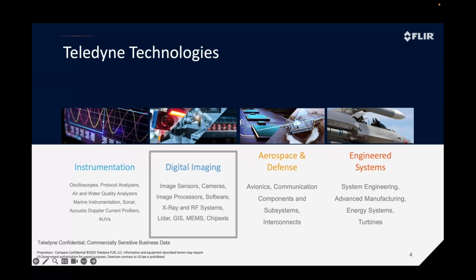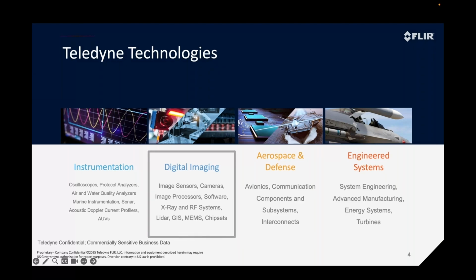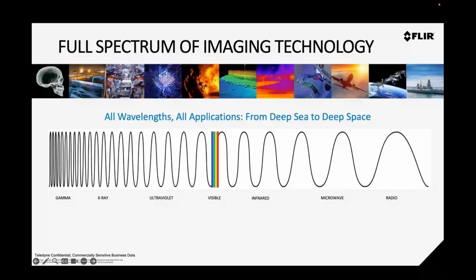And just from the list of technologies and companies here, you can see the vast technical expertise and the wide reach of Teledyne. And finally, we say this a lot, we're really proud that we have the full spectrum of imaging technologies at Teledyne. We're uniquely positioned with products spanning from X-ray through infrared and out to radio waves. Also, our products range from deep sea to deep space and really everything in between. We're proud of that tagline: all wavelengths, all applications, from deep sea to deep space.